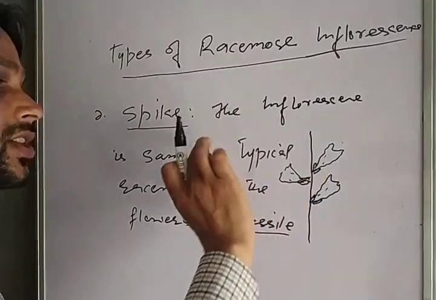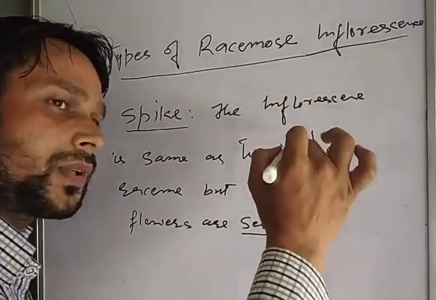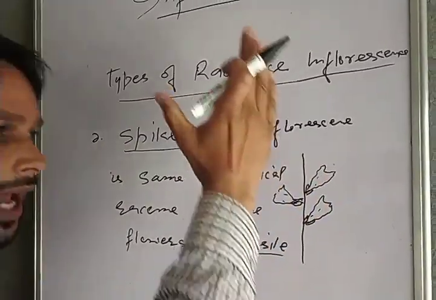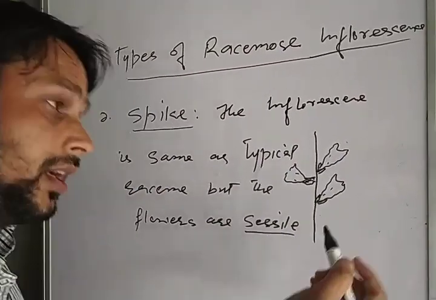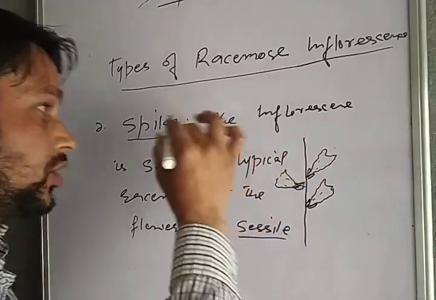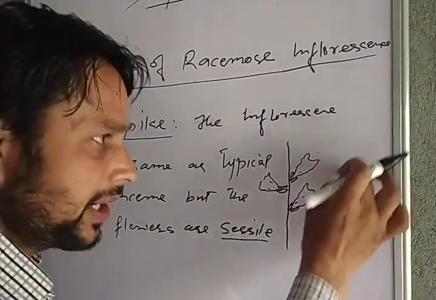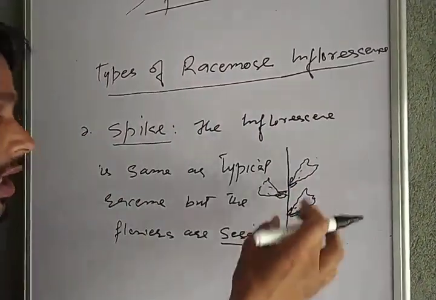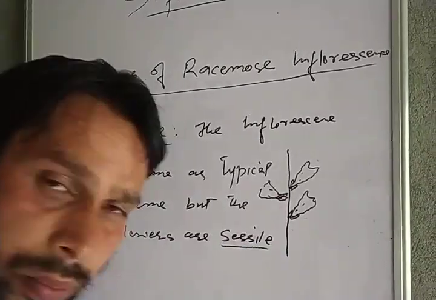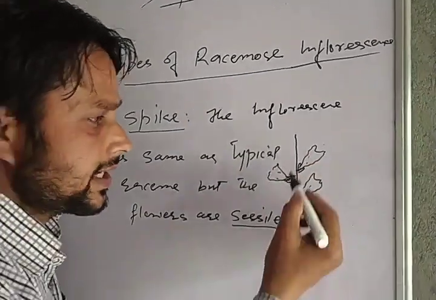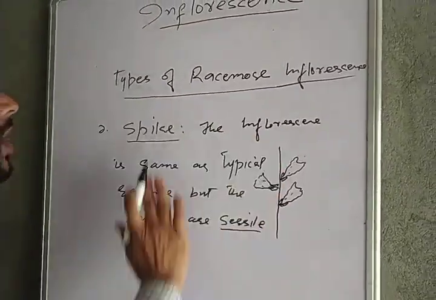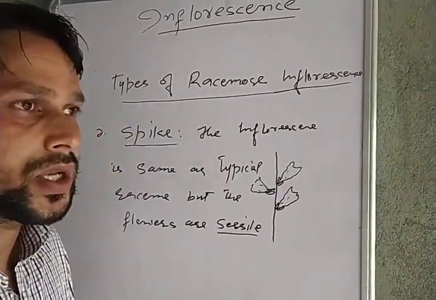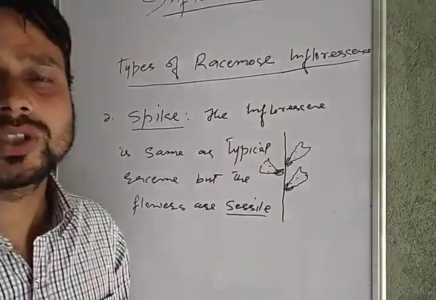All the same, this is like a typical raceme. There are flowers arranged in acropetal manner. In spike also the flowers remain in acropetal manner. But the condition is that in a typical raceme there was a pedicel attached to the flower, and here in spike there is no pedicel and the flowers are sessile, which I have shown in this diagram. Okay, this was about spike type of inflorescence which comes in racemose inflorescence.